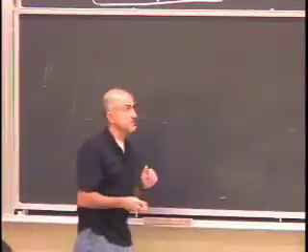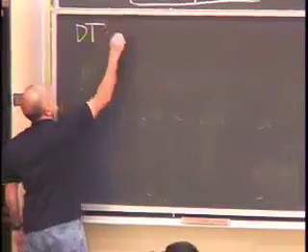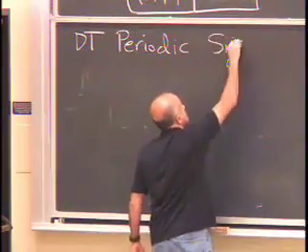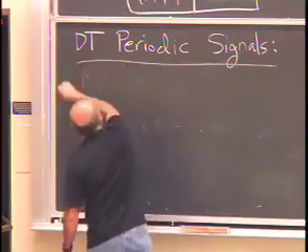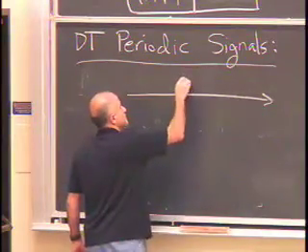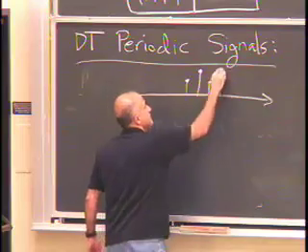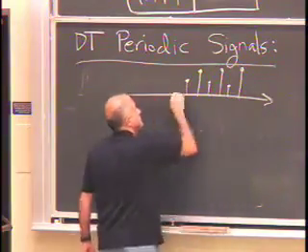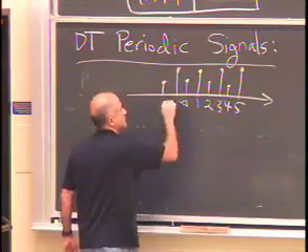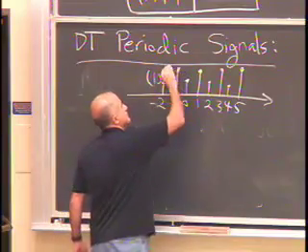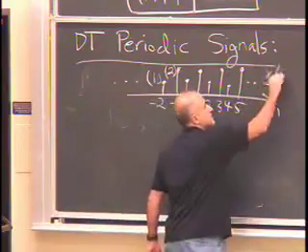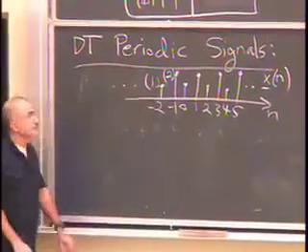Well, let's start with the simplest case, which is discrete time, periodic signals. Here's an example of that. 1, 2, 1, 2. 1, 2, 1, 2. Continues indefinitely in either direction, and there's your signal. Okay?